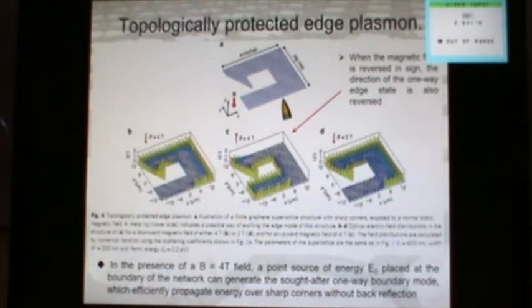If there's an electric field and a magnetic field, with one source of energy, basically this structure supports topologically protected plasmons at the edge of this structure. And if you change the sign of the magnetic field, the direction of propagation of this plasmon is reversed. So we have reverse direction. And it's pretty interesting to see that there's no back reflection at the corner. So you can allow the one-way propagation of this edge.